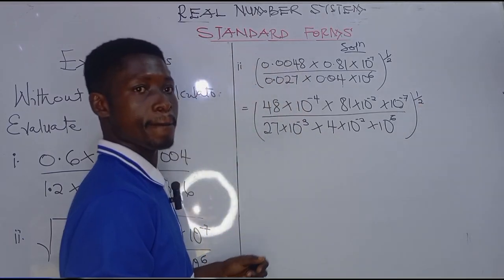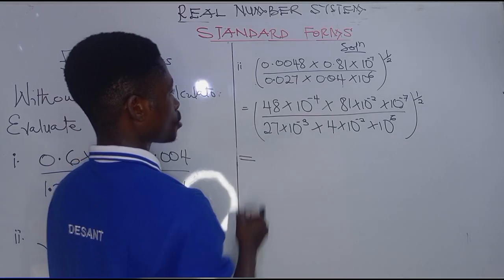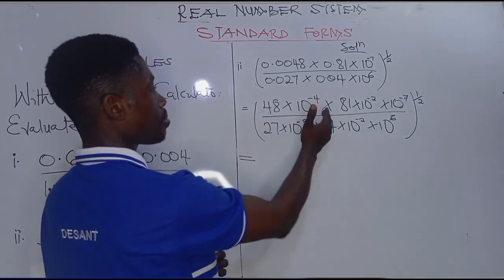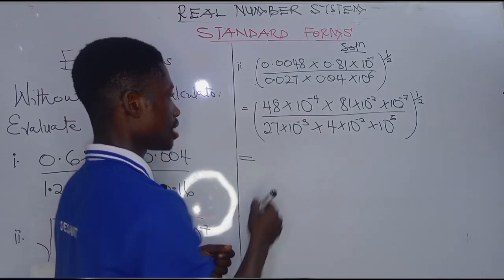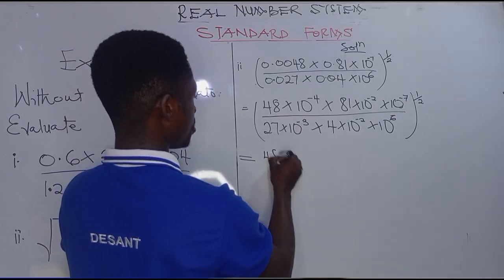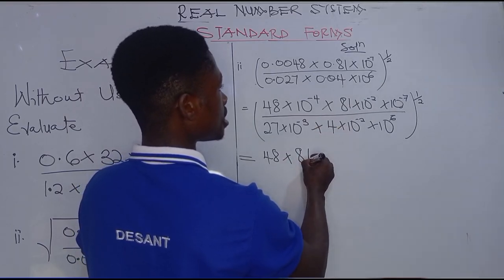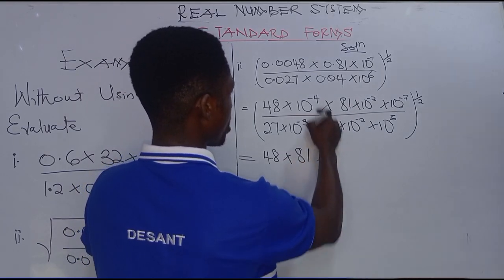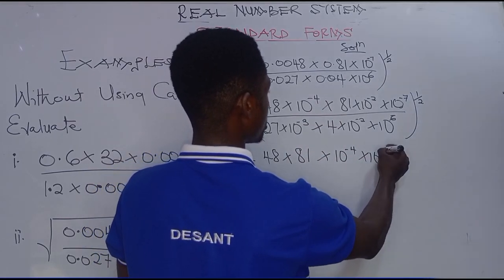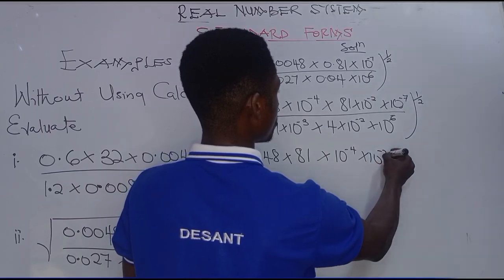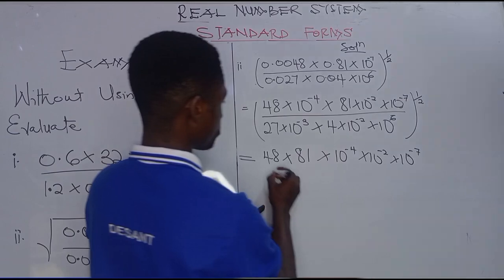half. So after that, you group those whole numbers together, and those with the power of 10, you group them also together. So we have 48 times 81. Is that all? Okay. Then we have 10 raised to the power negative 4 times 10 raised to the power negative 2 times 10 raised to the power negative 7. Good.